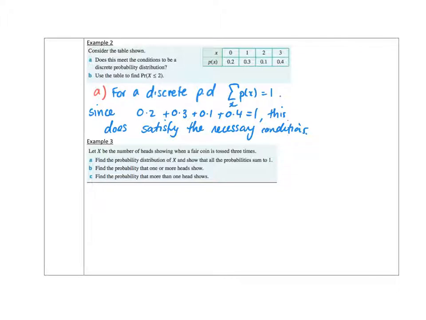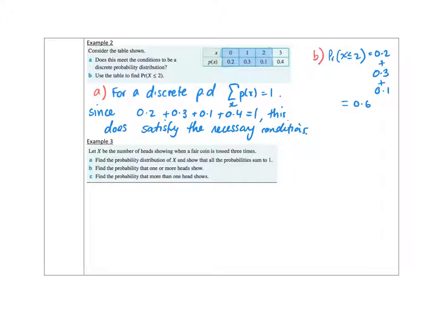Now part B is also a relatively simple question. It says use the table to find the probability that x is less than or equal to 2. So if I look at the table there, x needs to be less than or equal to 2, so all I need to do is add up everything here. So we might say that the probability that x is less than or equal to 2 is equal to 0.2 plus 0.3 plus 0.1, which is equal to 0.6.